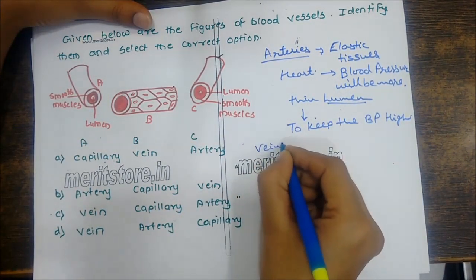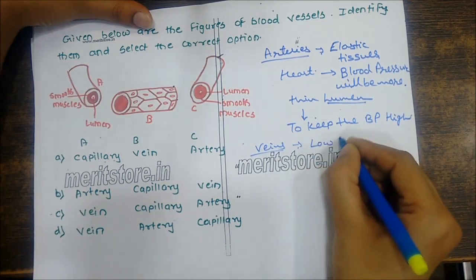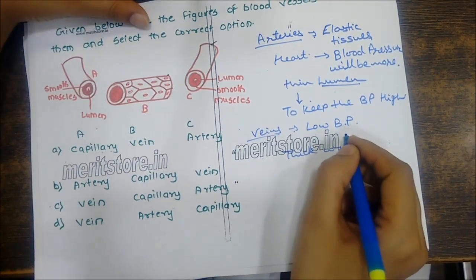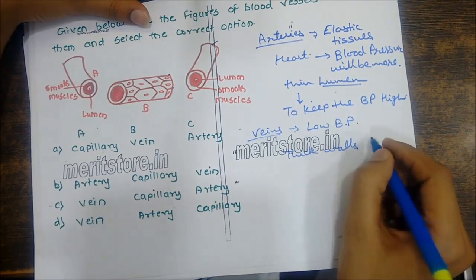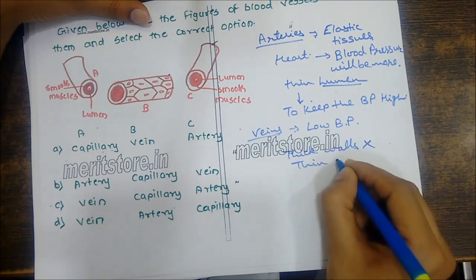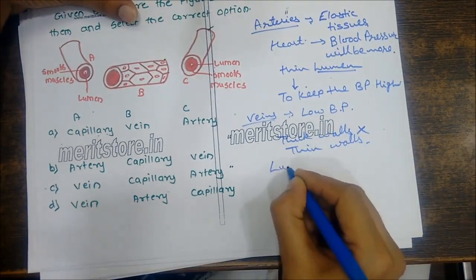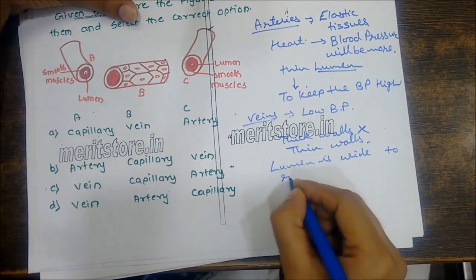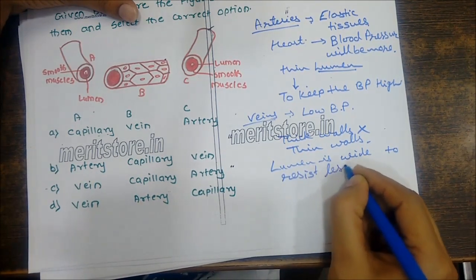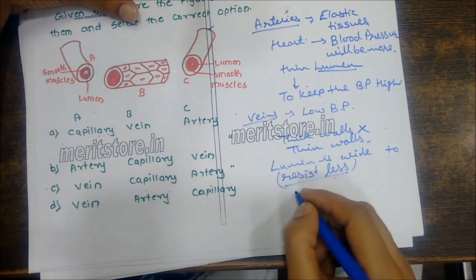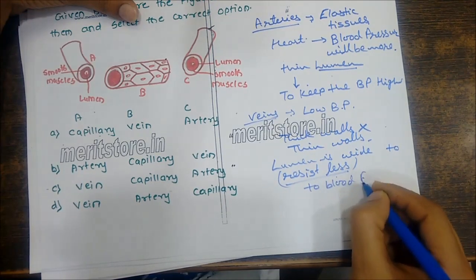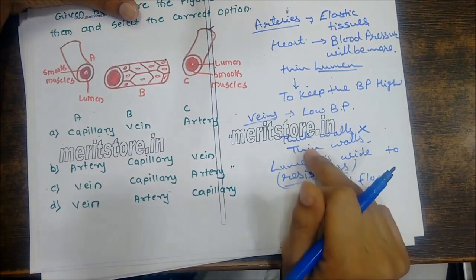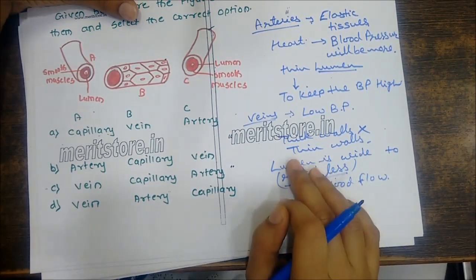And for veins, there is very low blood pressure in veins, so there is no need of thick walls because the pressure is very low. Their walls will be thin, and the lumen is wide, so resistance will be less to blood flow. So because of low blood pressure, there is no need of thick walls. It will have thin walls, and the lumen is wide because of less resistance to blood flow.